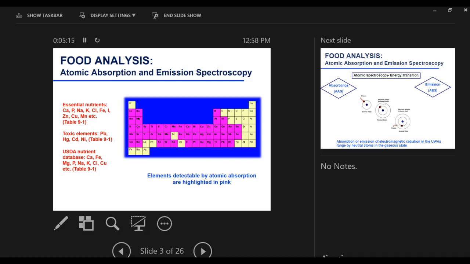So the USDA database has a lot of these nutrients listed there with their needed amounts and the amounts present in different food products. So a lot of these elements, you can go back and look at the USDA website to determine the content in different food products. It's not complete, but they're there.